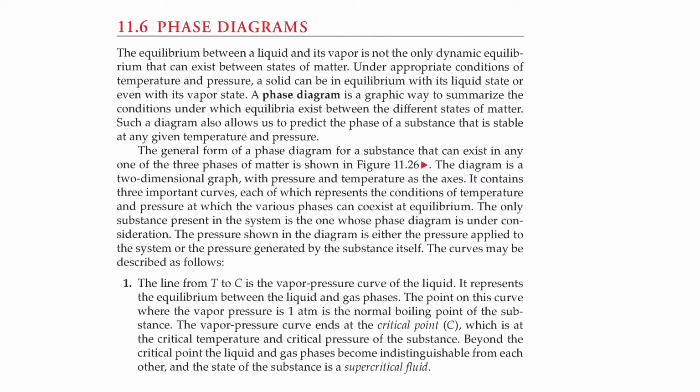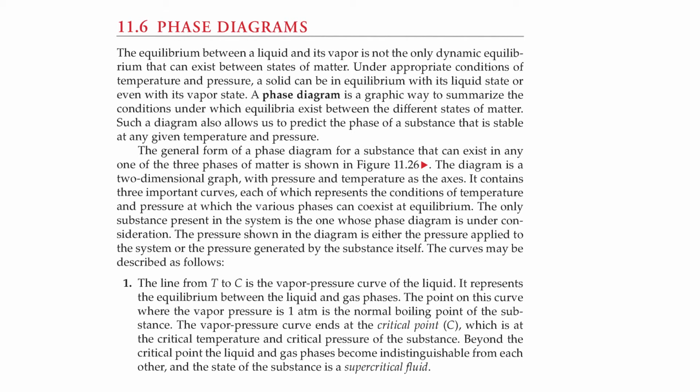The general form of a phase diagram for a substance that can exist in any one of three phases of matter is shown in Figure 11.26. The diagram is a two-dimensional graph with pressure and temperature as the axes. It contains three important curves, each of which represents the conditions of temperature and pressure at which the various phases can coexist in equilibrium. The only substance present in the equilibrium is the one whose phase diagram is under consideration. The pressure shown in the diagram is either the pressure applied to the system or the pressure generated by the substance itself. The curves may be described as follows.